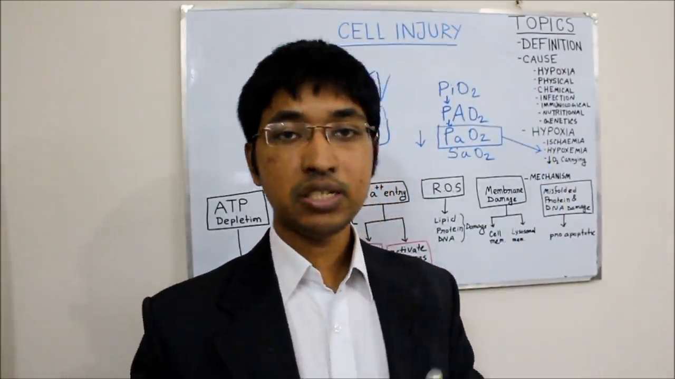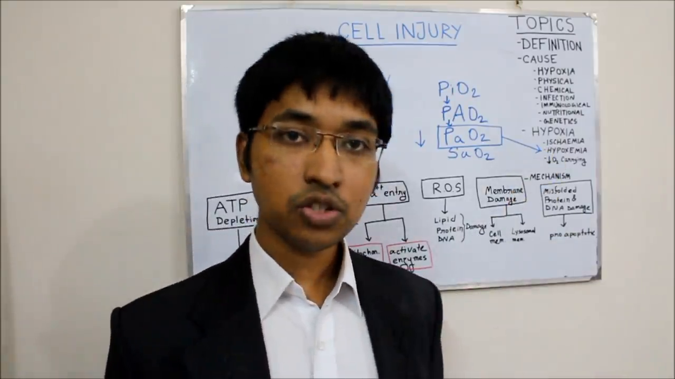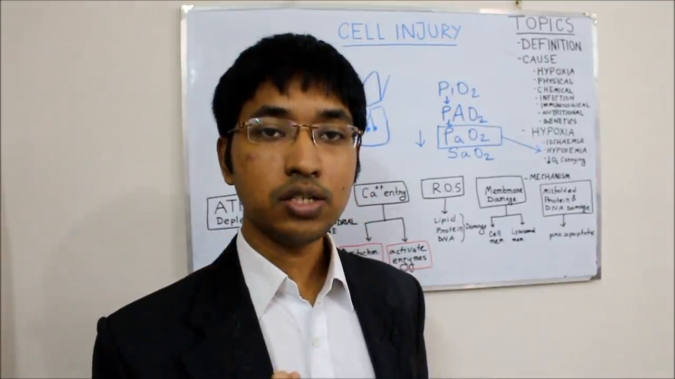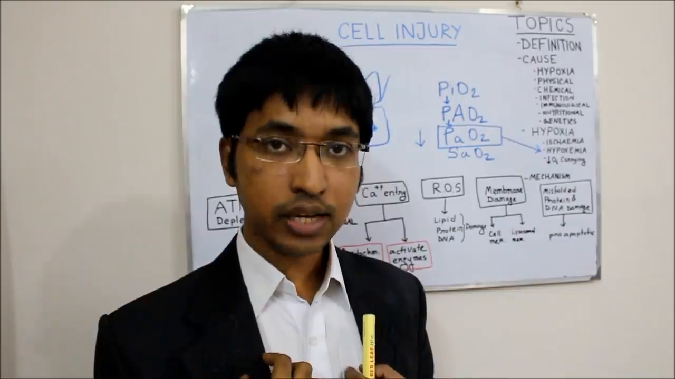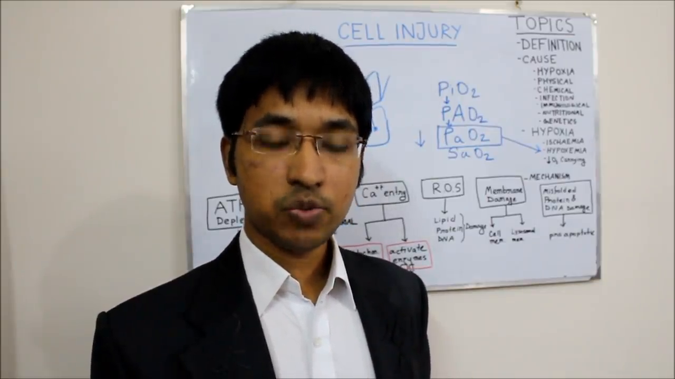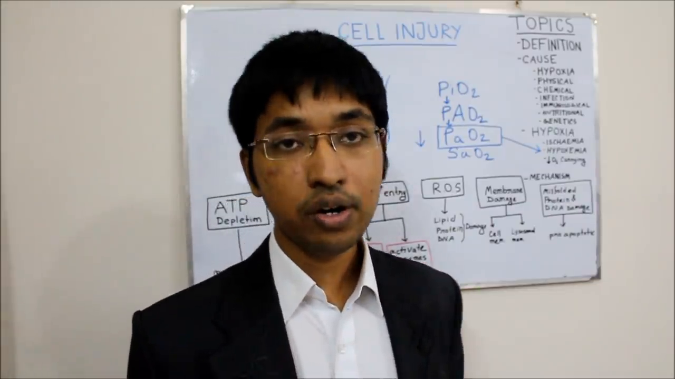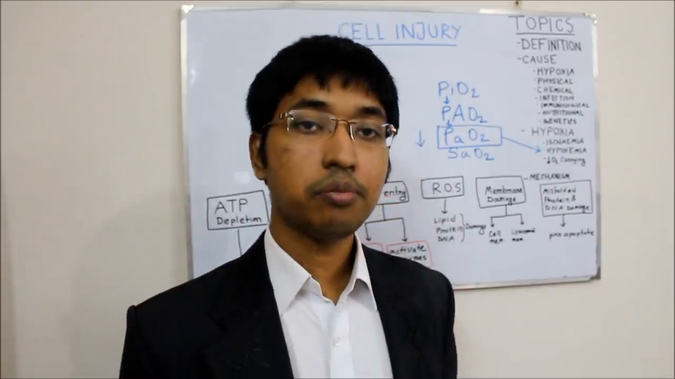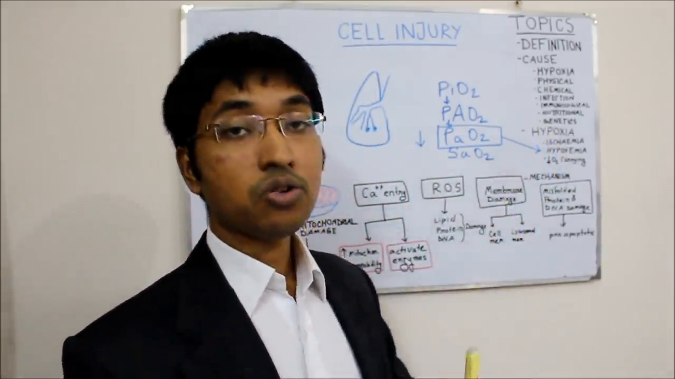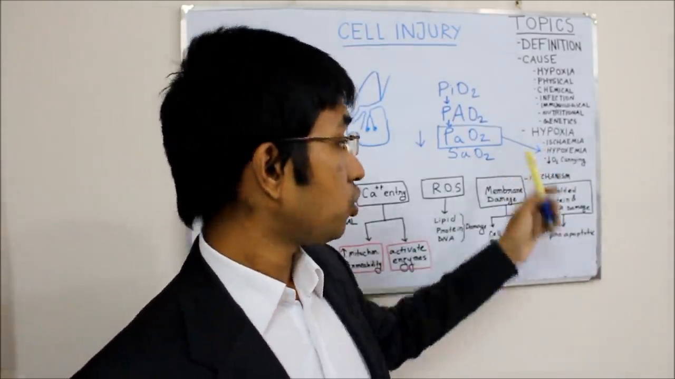So I am repeating the causes of hypoxemia again. The first cause was high altitude. The second cause was hypoventilation, that can be due to some medullary depression of the respiratory center. The third and fourth causes were ventilation defect and perfusion defect. So all those things can cause a decreased amount of oxygen in the blood, and that can result in hypoxia.